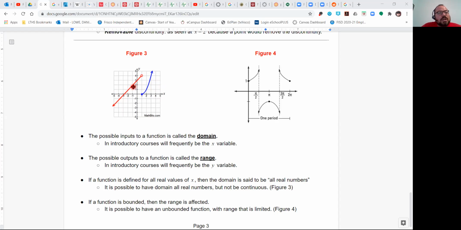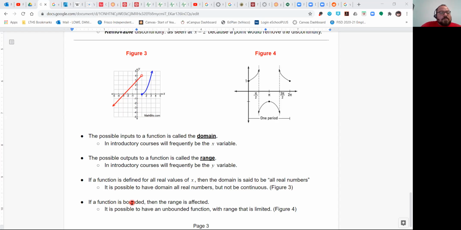Interestingly, it also has range all real numbers. Even though I have a jump discontinuity right here, my function can go from here all the way down to negative infinity, and it can go from here all the way up to positive infinity. This gap is actually covered by both the red and the blue parts of my graph. We call this a piecewise function because it's made in pieces.